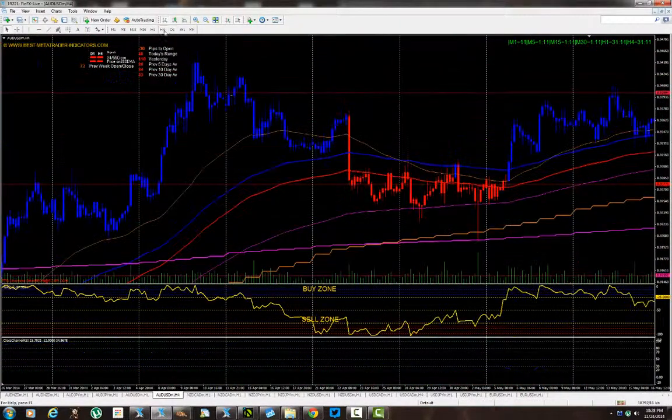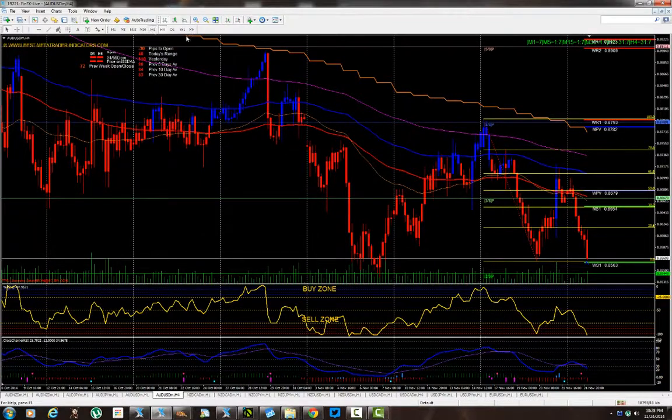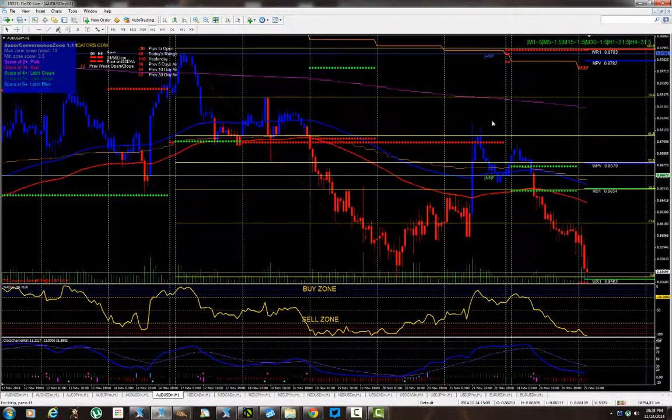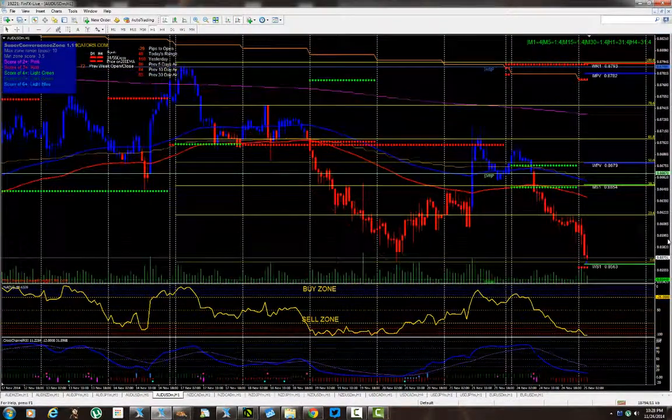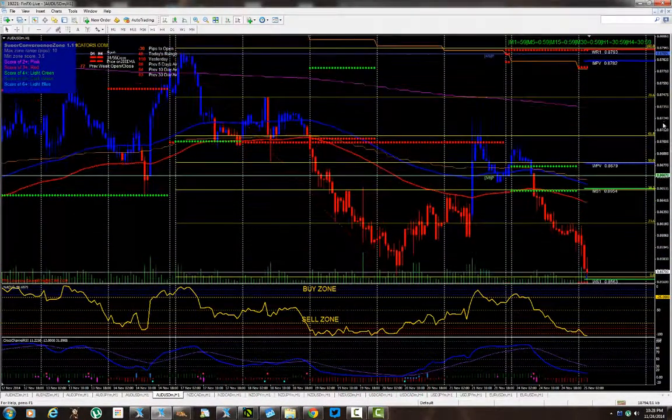So it looks like anything that we'd be seeing here on the long side, it's going to be a counter trend. We may be able to get a continuation below the low or another pullback.